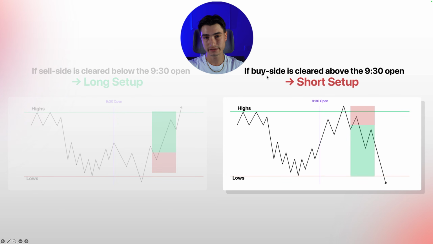If buy side is cleared above the 9:30 open, then that's going to potentially create a short setup. And I say potentially because this is not 100%. It's very high probability. And if you understand how to read order flow, which I'll be covering in the next one, it becomes very easy to shift the probabilities in your favor. But don't think it's this simple. There are other things you have to understand, which I'll be teaching as we proceed in this series. But if the market takes out buy side liquidity above the 9:30 open, then that's going to create a short setup to attack liquidity or lows that would reside below the 9:30 open.